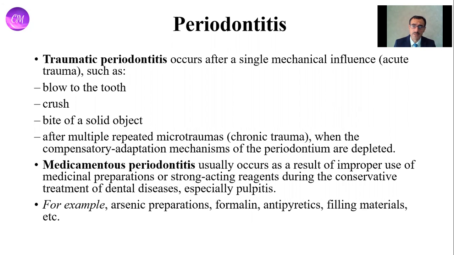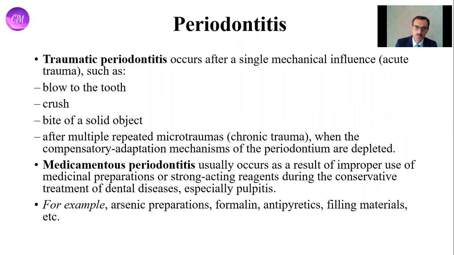Traumatic periodontitis occurs after a single mechanical influence, such as acute trauma, a blow to the tooth, a crash, or a bite of a solid object, or after multiple repeated microtraumas when the compensatory adaptation mechanisms of the periodontium are depleted.